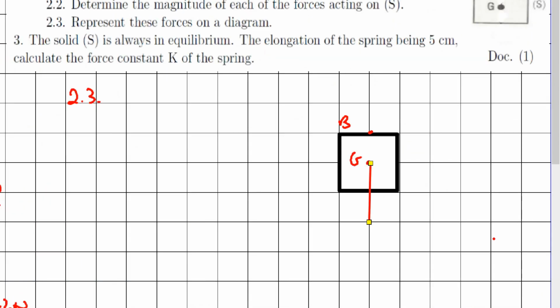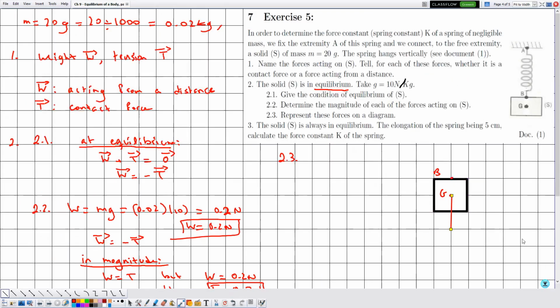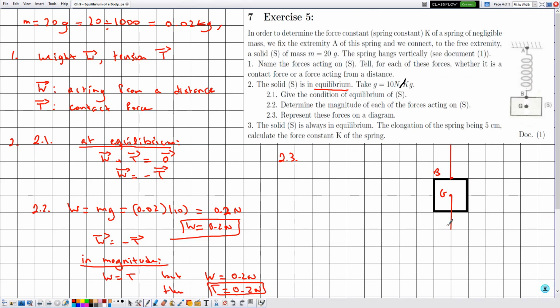Notice that I have represented T with 2 divisions, then the weight, then I will represent the tension with 2 divisions. Then this is the weight having a magnitude of 0.2 newtons represented at a certain scale, and this is the tension T represented using a certain scale and having the magnitude 0.2 newtons.